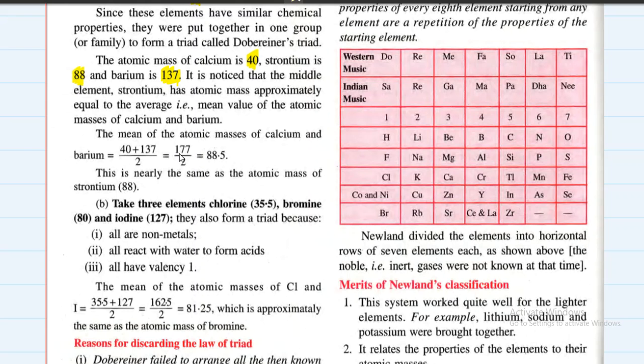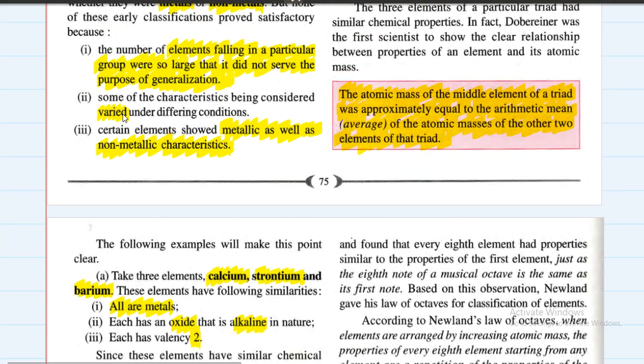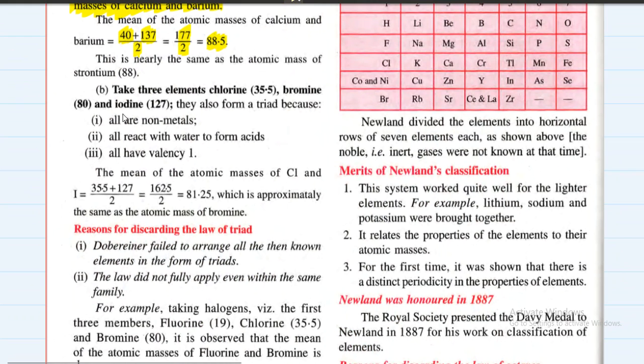It is noticed that the middle element strontium has atomic mass approximately equal to the average, that is the mean value of the atomic masses of calcium and barium. मतलब कैल्शियम और बैरियम के एटॉमिक मासेस को ऐड करके डिवाइड बाय 2 करोगे तो तुम्हें अप्रॉक्सीमेटली क्या मिलेगा? 88.5, which is very near to the atomic mass of strontium, the middle one. यही तो बोला है इसमें, atomic mass of the middle element of the triad was approximately equal to the arithmetic mean or average of the atomic masses of the other two elements of the triad. ठीक है, this is nearly the same as atomic mass of strontium.